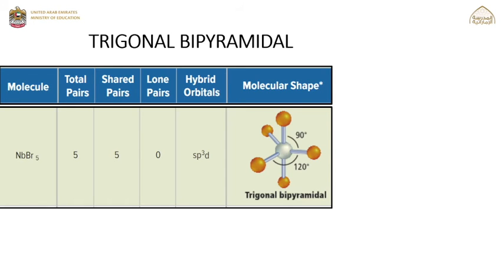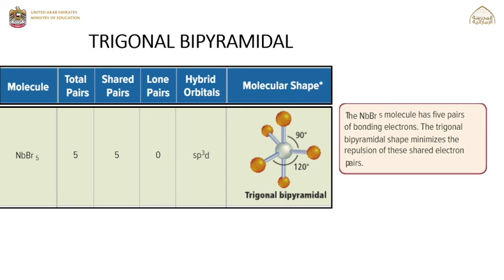And trigonal bipyramidal. A very good example is niobium pentabromide, a molecule that has 5 pairs of bonding electrons. The trigonal bipyramidal shape minimizes the repulsion of these shared electron pairs. Its hybrid orbitals are sp3d. It has 0 lone pairs, 5 bonded pairs, and a total of 5 pairs.